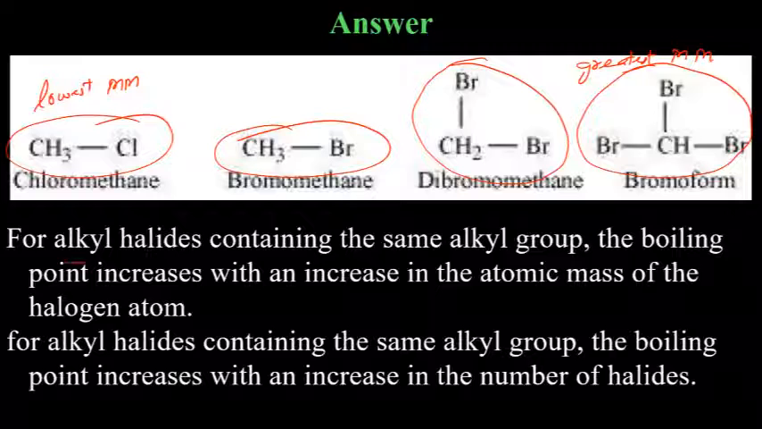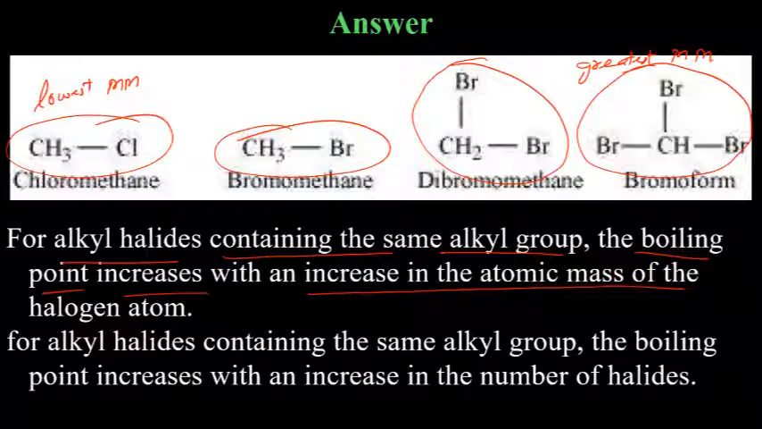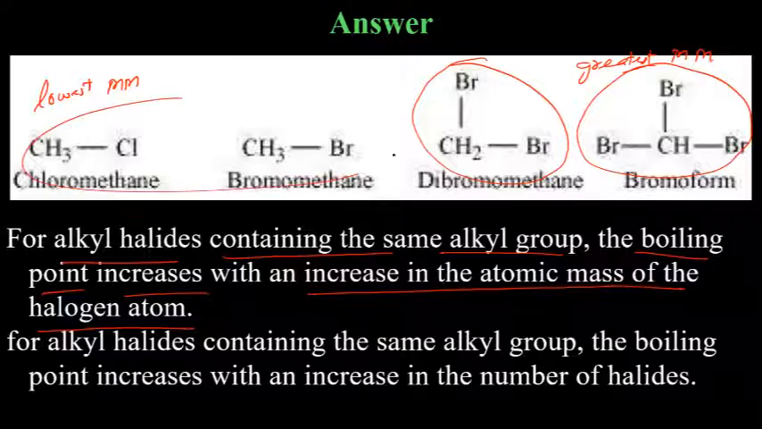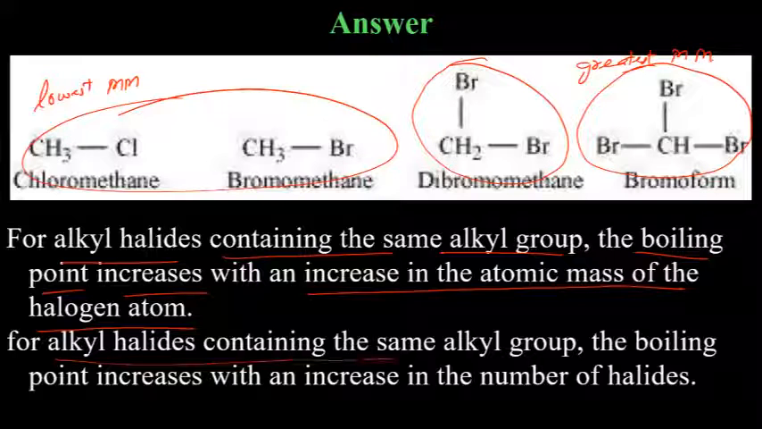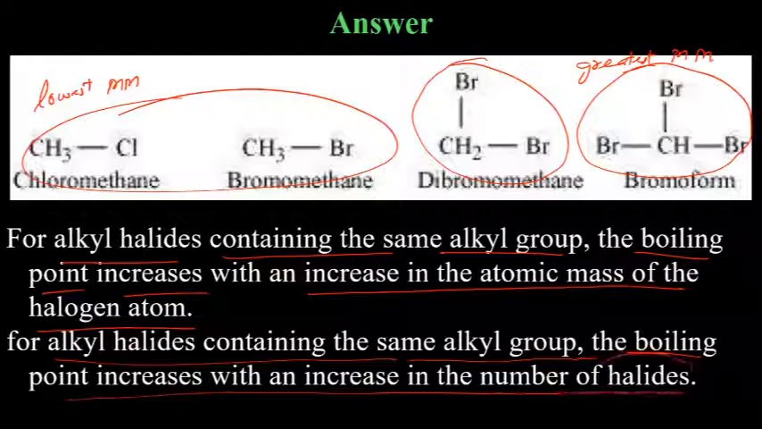For alkyl halides containing the same alkyl group, the boiling point increases with an increase in the atomic mass of the halogen atom. So between these two, CH3Cl comes first. Then for alkyl halides containing the same alkyl group, the boiling point increases with increase in the number of halogens. Why? Because molecular mass increases in this case.